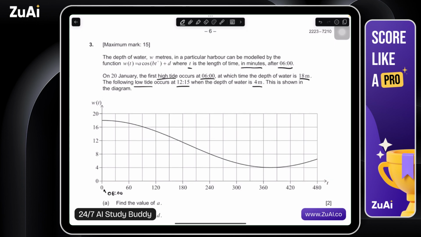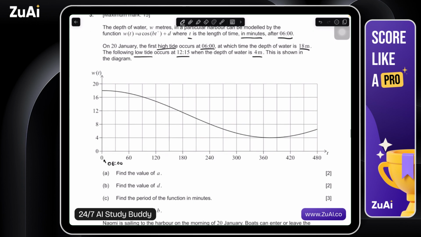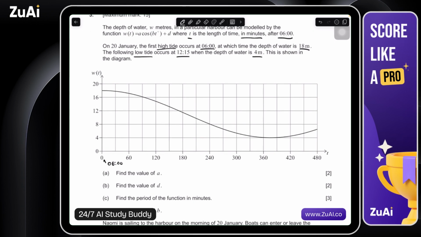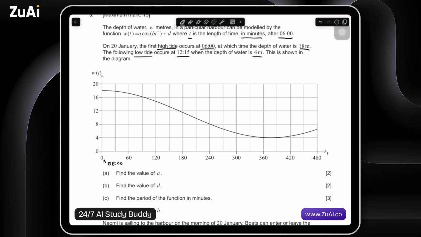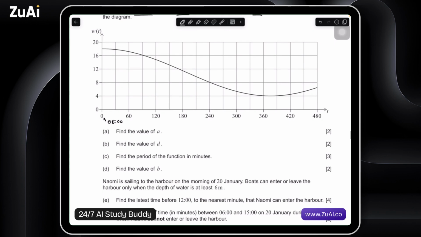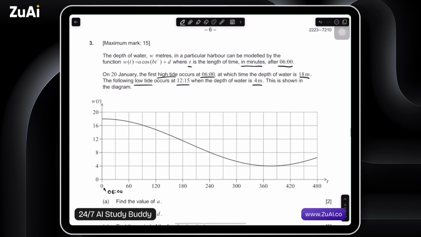Okay, so we've got some trig function, and it's going to map onto some real-world situation where at the very end we should be able to input some value of t and then find the depth of water at that point. And these 4 questions, A, B, C, D, are asking us to find the value of A, value of D, the period of the function in minutes, and then the value of B. If we know all of those variables, A, B, and D, then we should be able to create some function that maps onto this real-world situation.